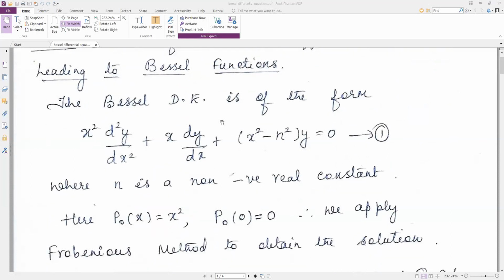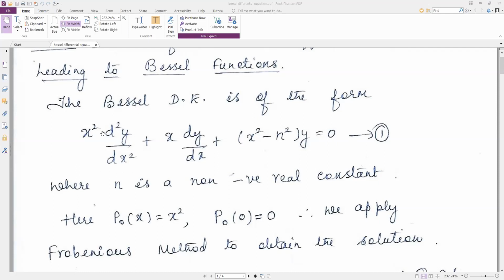Okay. Now the Bessel differential equation is of the form x square d square y by dx square plus x into dy by dx plus (x square minus n square) into y equal to 0. You have seen the differential equation; I have taken the differential equation of this form. Can you recognize d square y by dx square?